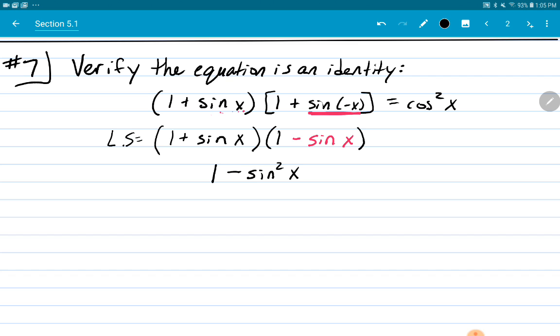And in fact, using the Pythagorean identity, I can say that this is equal to cosine squared of x, which is equal to the right side. And that proves that this equation is an identity.